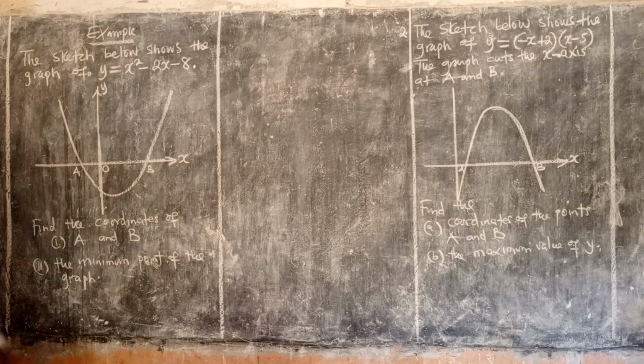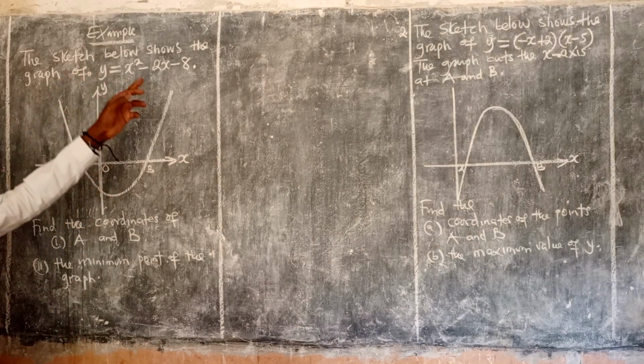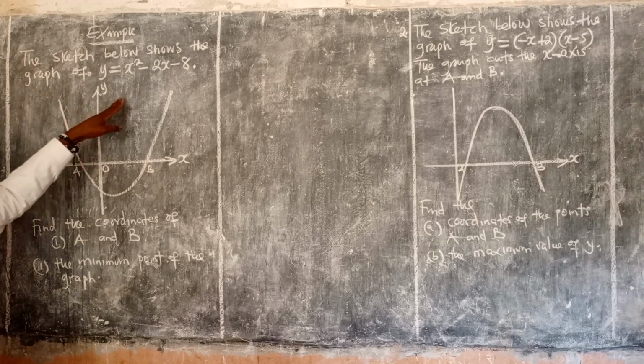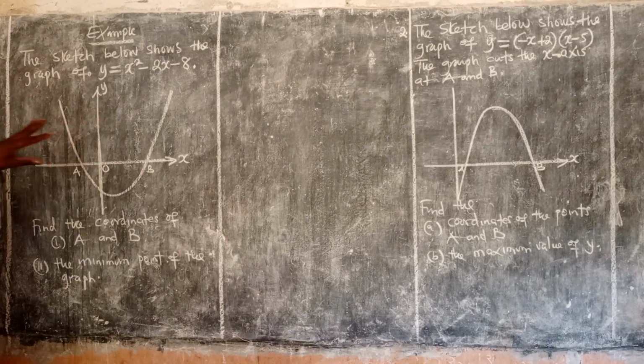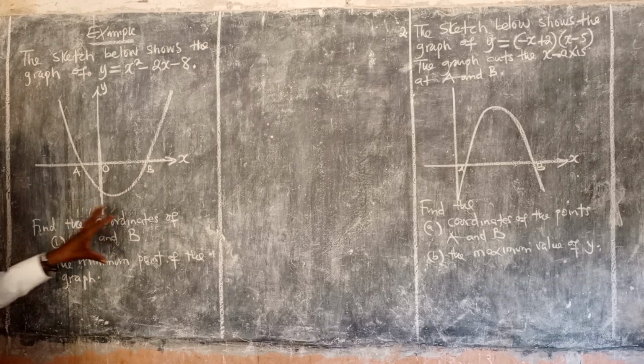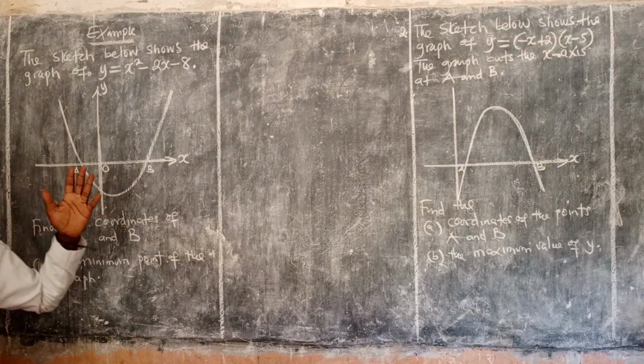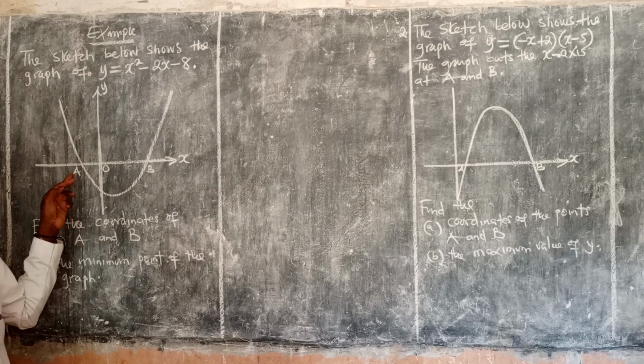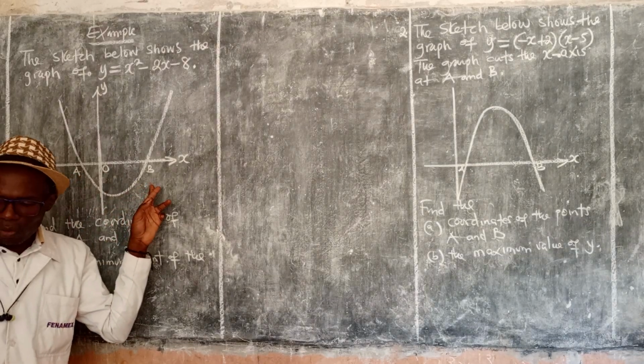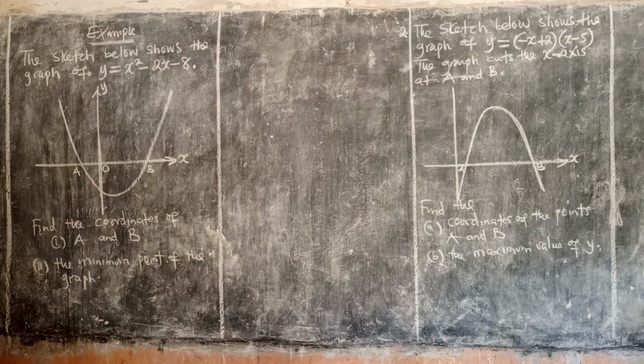So when you look at this question, this is a question that I sent yesterday in the group. It says the sketch below shows the graph of y is equal to x squared minus 2x minus 8. Find the coordinates of A and B. Every time we're finding the coordinates of A and B, what are we supposed to use? We're supposed to use the quadratic formula.